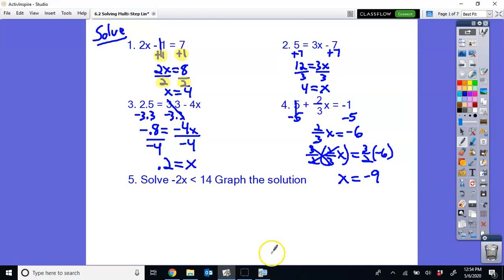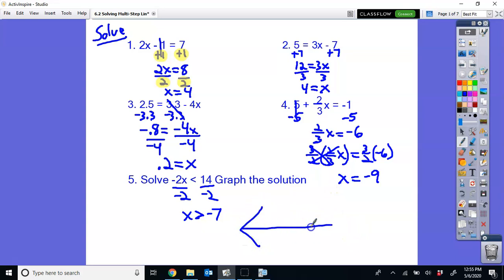Finally, a little bit of review from what we did in last lesson. We have solved this inequality. Remember, solving an inequality is basically the exact same way that you solve an equation. The only difference is when you multiply or divide by a negative, you flip the symbol around. So if we divide by negative 2 on this one, you get x is greater than, and then 14 divided by negative 2 is negative 7.